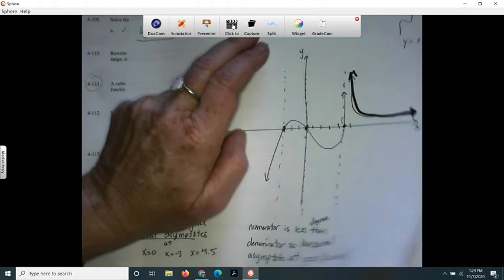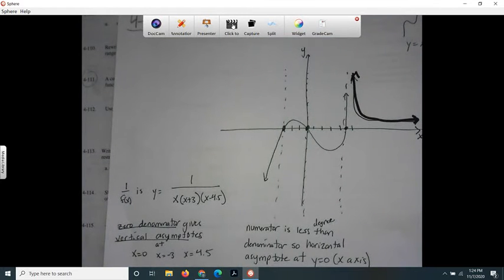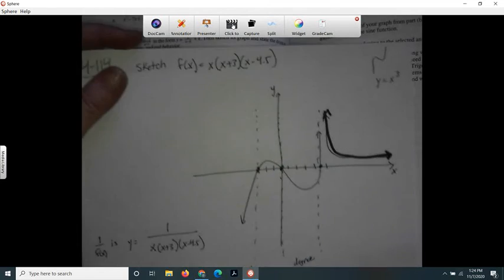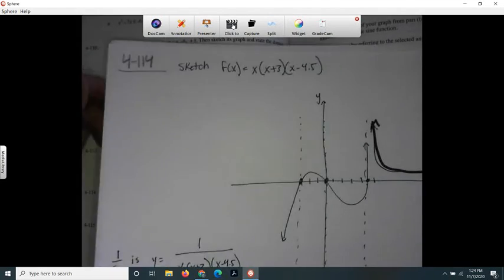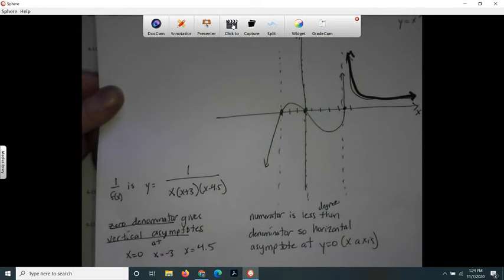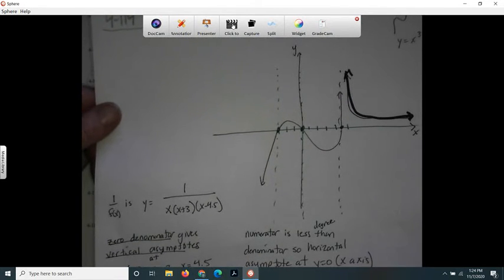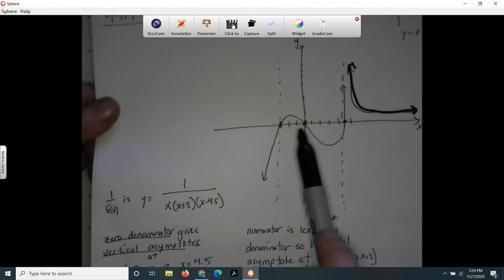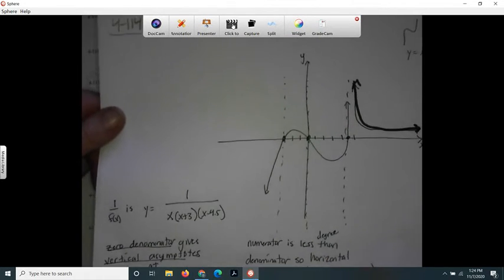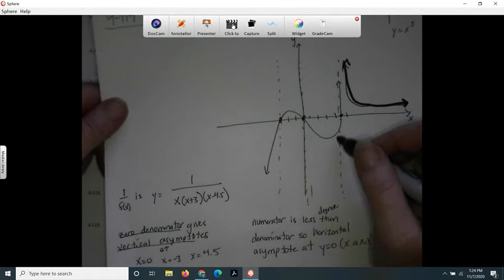So then I'm going to look at the regions, because we've been talking about how you can find out whether something's positive or negative in certain regions. I'm going to look at this region in between 0 and 4.5. I think the graph's going to skip down and go this way, but I want to check that, so I'm going to check one of the numbers in this region.